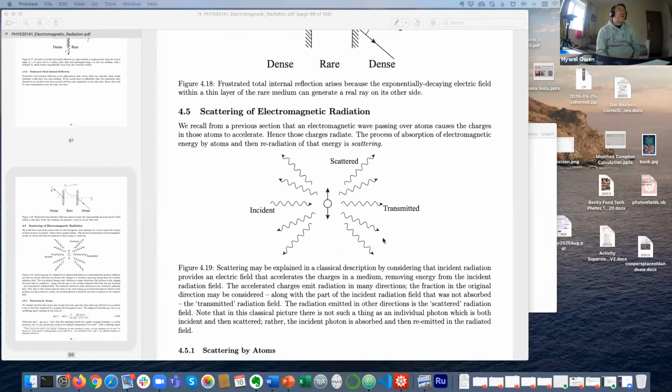In other words, you have equal amounts of radiation being scattered forwards, backwards, and sideways, but of course not up and down in the direction of the acceleration. And the energy carried away by that radiation, of course, contributes to a reduction in the incident radiation intensity. And this is the idea of scattering.